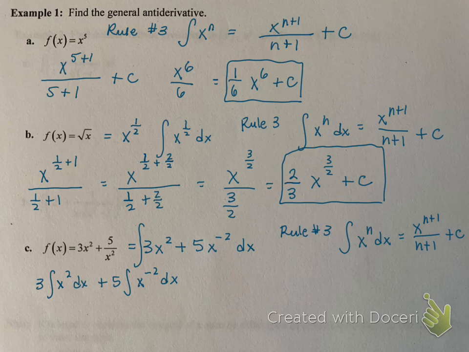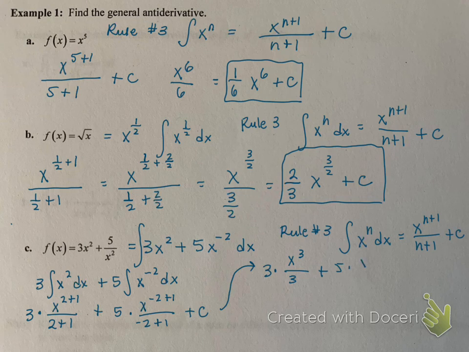So if I integrate x squared, I get 3 times x to the 2 plus 1, that's 2 plus 1 in the numerator over 2 plus 1 in the denominator. And then plus 5 times x to the negative 2 plus 1 all over negative 2 plus 1. And remember, we have to put plus c. So if I clean this up, I get 3 times x to the third over 3 plus 5 times x to the negative 1 over negative 1.